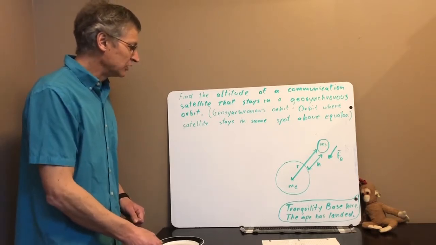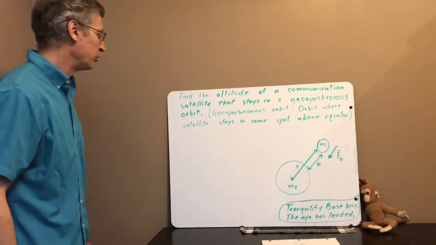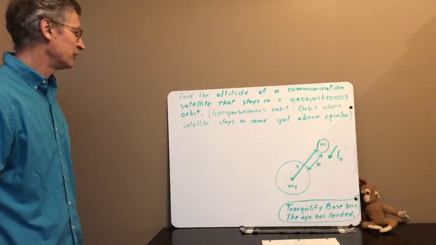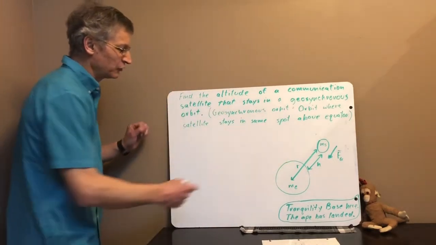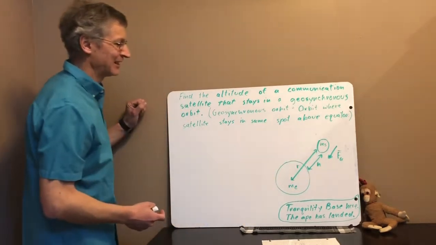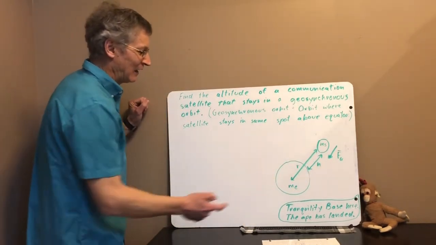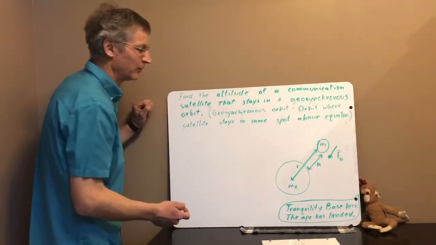Okay, so I think we are ready to do this problem now. Find the altitude of a communication satellite that stays in a geosynchronous orbit. Okay, so here's a diagram of the situation. There's the Earth with a mass M_E, there's a satellite with a mass M_S, and of course the center to center separation between the two, we're calling that R.